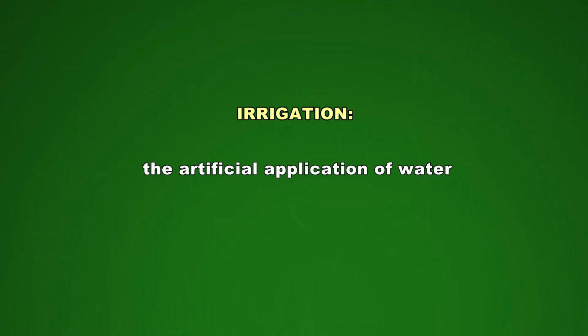Before I start with the different methods of irrigation, I just want to make sure that you all understand what irrigation means. Irrigation is the artificial application of water. It is not natural. Rain is natural. It is something done by a person.